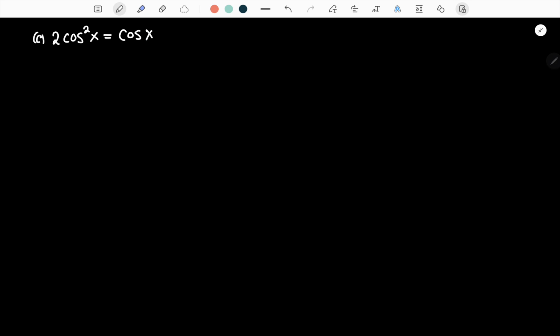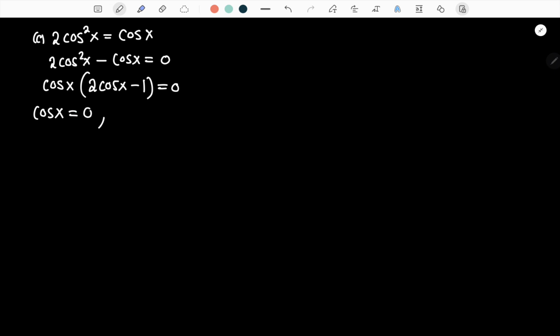So the first thing you need to do is simply to collect the like terms. You make an equation. So this is going to be 2 cosine squared x. Then I can take the cosine x to the other side so that it becomes 2 cosine squared x minus cosine x is equal to 0. Then from there, we can factorize. What is common? You discover that your cosine x is actually common. Then inside you're going to remain with 2 cosine x minus 1. And then this is going to equal 0. So you can actually generate 2 equations. The first equation is your cosine x is equal to 0. The second equation is your 2 cosine x minus 1 is equal to 0.